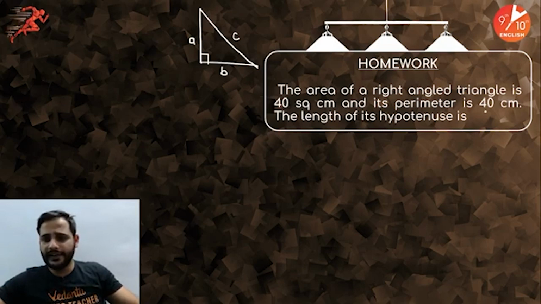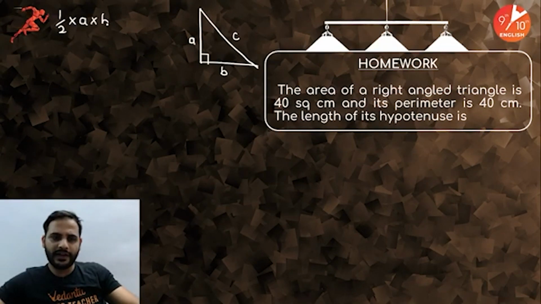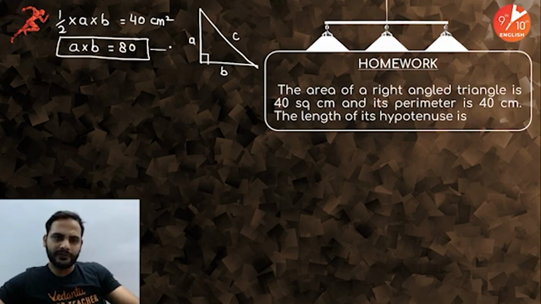First thing, the area of a right angle triangle is 40 square centimeter. So half into base into height, A into B, is equal to 40 centimeter square. If I shift 2 over there, we'll get A into B is equal to 2 into 40, which is 80. This is my first equation.